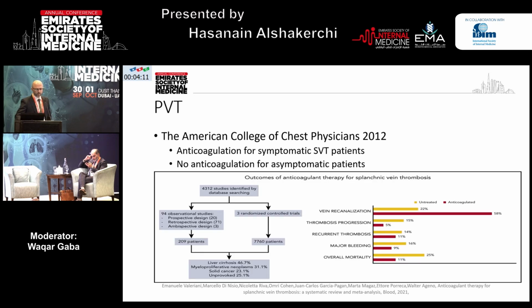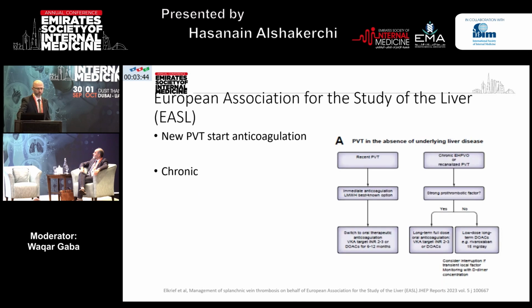A previous ACCP recommendation divided patients with SVT into symptomatic and asymptomatic. The previous 2012 recommendation was no anticoagulation for asymptomatic patients. This is based on the risk of bleeding, and on asymptomatic disease being similar to recanalization. However, more studies now suggest that even if they are asymptomatic, they should be considered for treatment. The most recent review for splanchnic vein thrombosis is from the EASL, the European Association for the Study of the Liver, published in 2023.